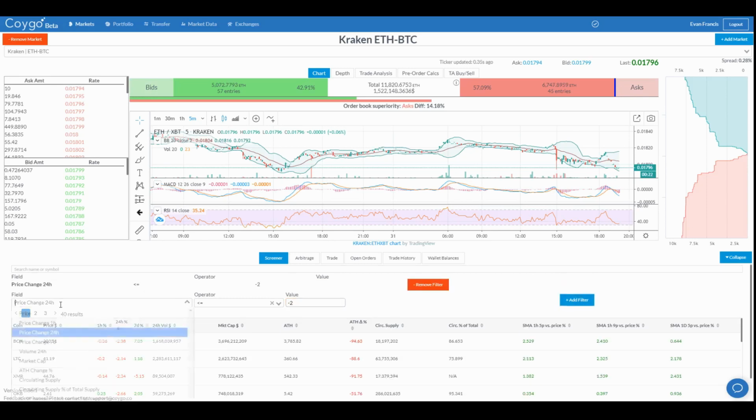And there's 40 results. And we can say which coins have a volume in the last 24 hours of greater than 1 million.